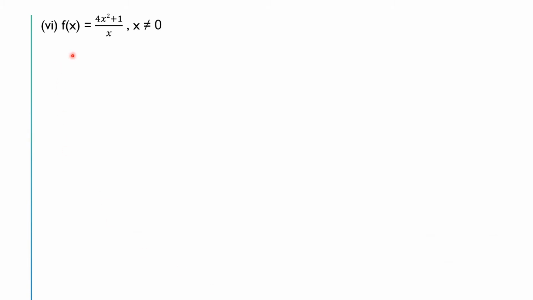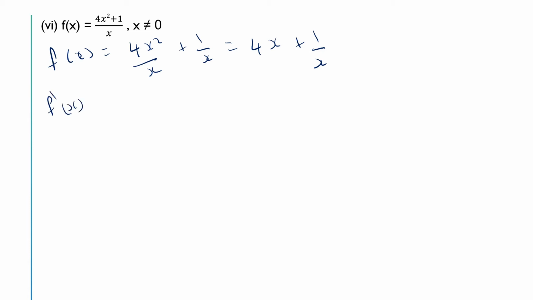Next question, f of x is equal to 4x square plus 1 divided by x. Here we will rewrite f of x. f of x is equal to 4x square by x plus 1 by x, or this is equal to 4x plus 1 by x. Now f dash of x is equal to 4 minus 1 by x square. Now at the critical points, f dash of x equal to 0, which means 4 minus 1 by x square equal to 0.